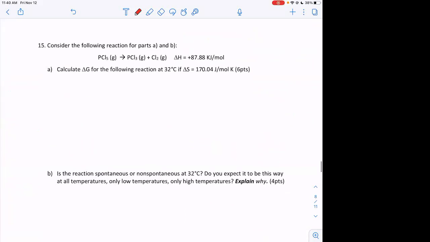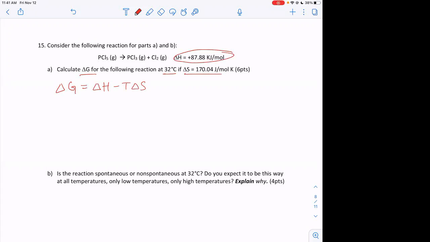Okay, this was delta G. We got 3 problems left. All right, so delta G, it says calculate delta G for the following reaction at 32 degrees Celsius, and your delta S was 170.04 joules per mole Kelvin. And I give you the delta H right here. So our equation for delta G, anybody remember it? Yep, delta H minus T delta S.